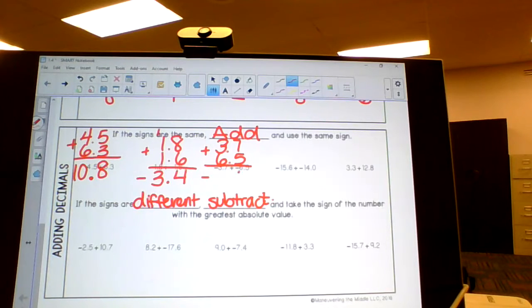So I'm going to put my 2 and carry my 1. So 1 plus 3 is 4, and 4 plus 6 is 10. So it's negative 10.2. Same sign, add them together, and keep the sign. So I added them together, I kept the negative. Are there any questions on those 3? No, ma'am. All right, you do the next 2 in that spot.